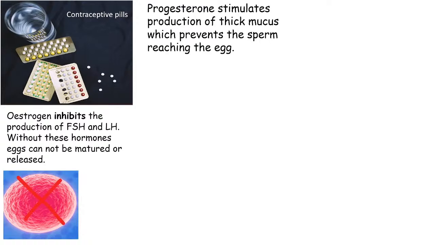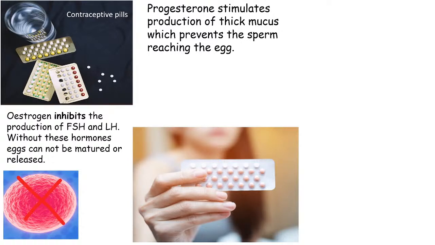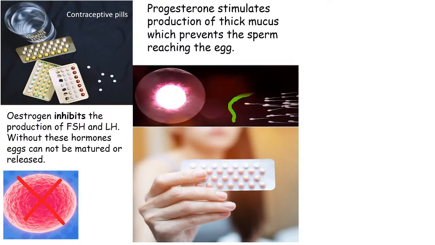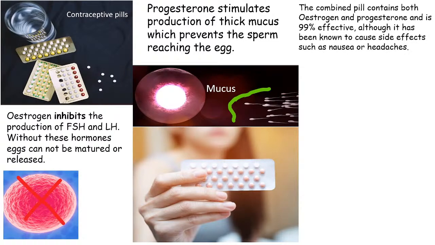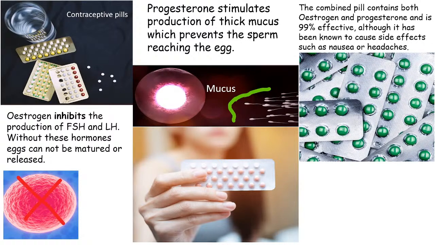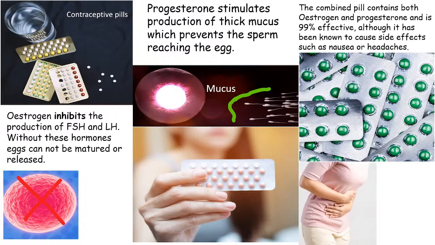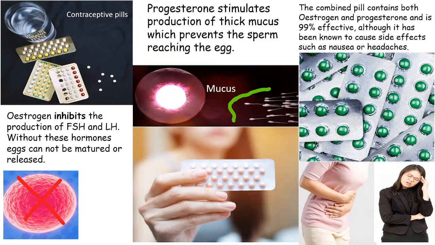Okay, progesterone also stimulates thick mucus. This is another reason why. It creates a barrier which traps the sperm. And the combined pill contains estrogen and progesterone, but it does cause headaches and nausea, as you can see from these photos here.